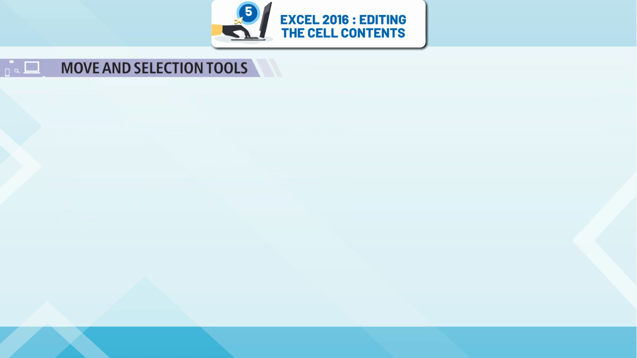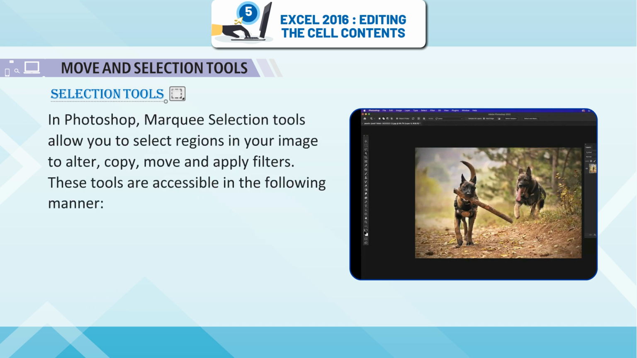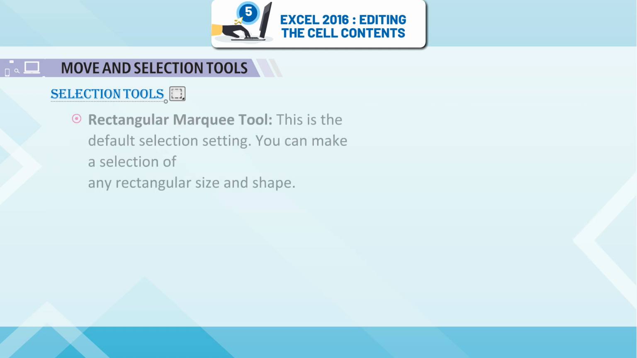Move and Selection Tools. Selection Tools. Selection tools help us to select a subpart of an image to work on and keep the remaining part of the image unaffected. In Photoshop, marquee selection tools allow you to select regions in your image to alter, copy, move, and apply filters. These tools are accessible in the following manner.